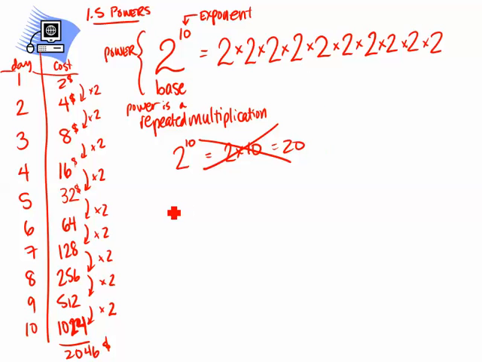So let's take another example. Let's say 2 to the fifth power, or 2 raised to the fifth power, or the fifth power of 2. Many different ways of saying it. How is that related to 2 to the tenth power? Well, 2 to the tenth power has 10 twos. 2 to the fifth power would mean that there are 5 twos in there.